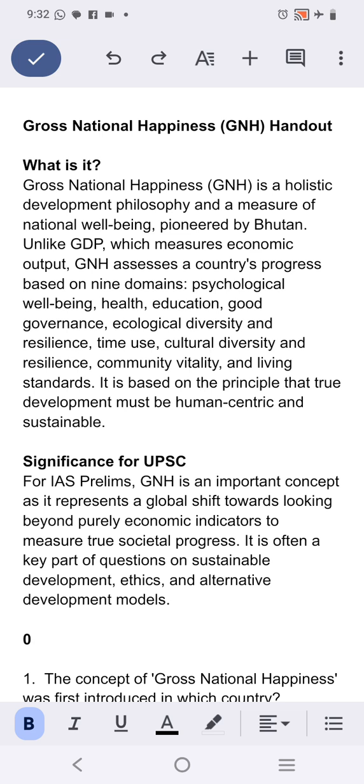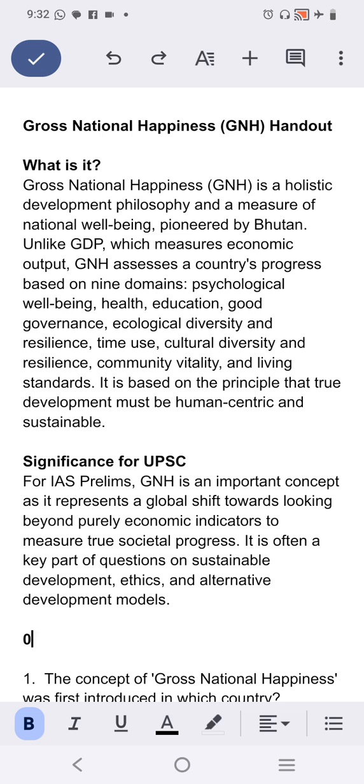Why did I use the word resilience with diversity? Because if we do not preserve our ecological diversity, and we have no commitment to it, and someone is destroying our forests and we are not raising a voice against it, then we as a society are going to pay the price for it, isn't it? Next are time use, cultural diversity and resilience, community vitality and living standards.